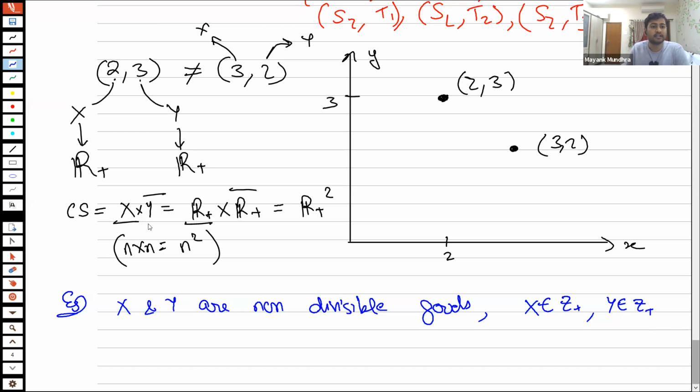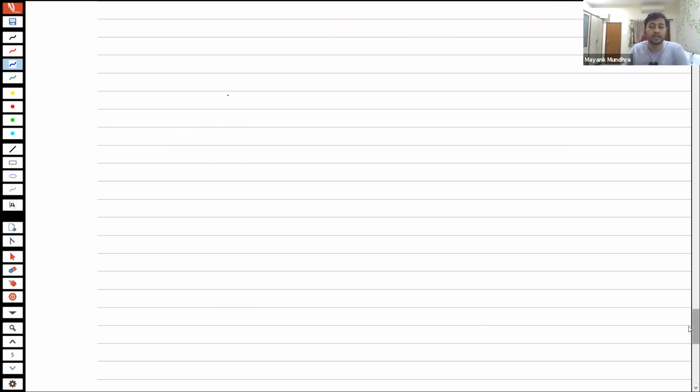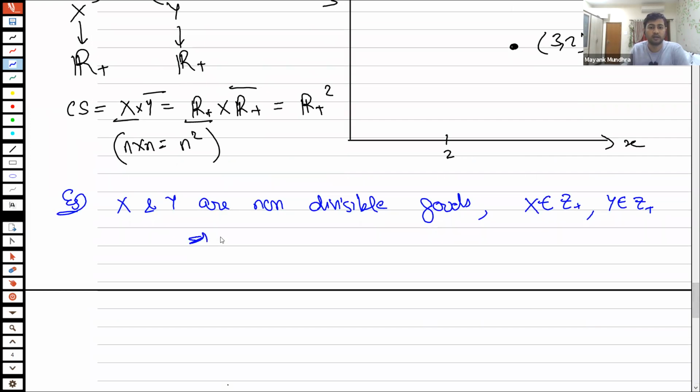So in that case, what happens is that your X cross Y is the set Z plus cross Z plus, which is basically Z plus square. You can write it as Z plus square. It does not mean multiplication, to be frank. It is represented as Z plus square, but it's not squaring anything. It's just a Cartesian product.